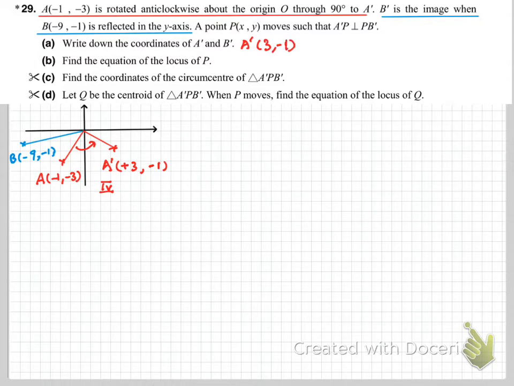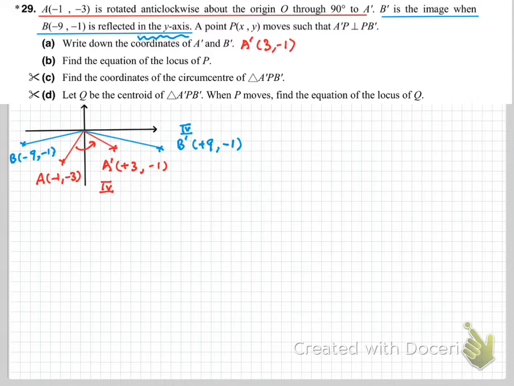So how about B prime, right? B prime is the reflection in the y-axis, right? So with the y-axis as the mirror, we do a left-right reflection. So B prime is the reflection here, right? So once again, it's in the 4th quadrant. B prime is in the 4th quadrant. So in the 4th quadrant, we have positive x and negative y, alright? So 9 and 1, it is plus 9 and minus 1, right? Left-right reflection. You keep the y.